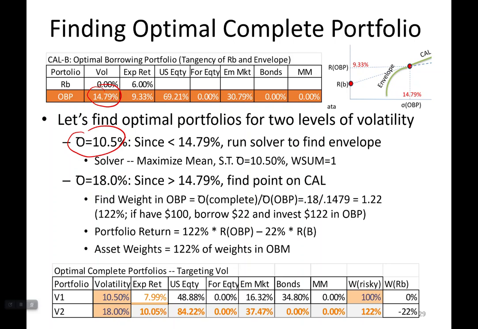Let's do the first one. You want a combined or complete portfolio with this 10.5% volatility. You've already done the work to get the envelope, and you have a capital allocation line and an optimal borrowing portfolio, OBP. Since you are targeting 10.5%, as I said, it's just going to be an envelope portfolio, and wherever 10.5 is, you're just going to find that point. So let's go ahead and find that point using solver.